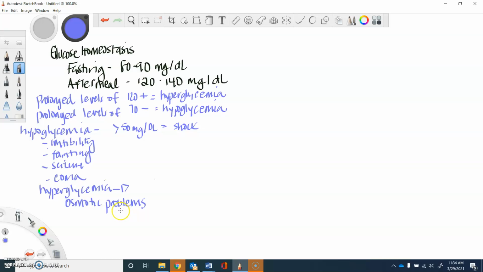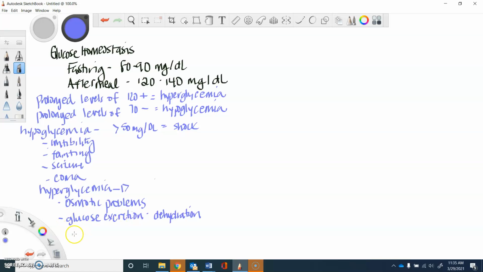Glucose is a large particle, a solute, so water will follow it. And so that causes osmotic issues. And from that glucose excretion, we get dehydration. So that's why people with diabetes tend to be really thirsty. Okay, they're getting rid of water because their glucose is spilling over into their urine.